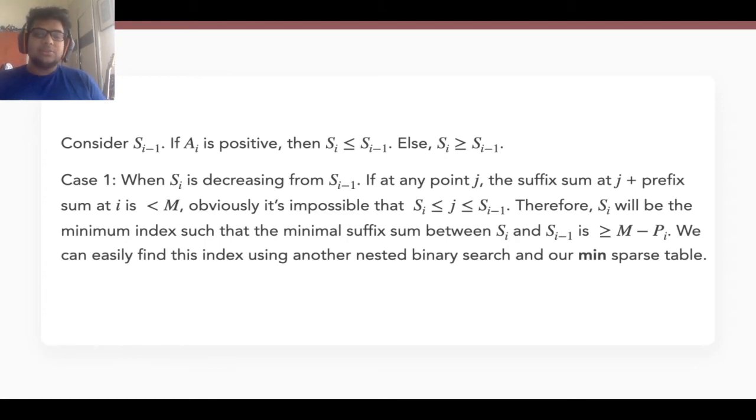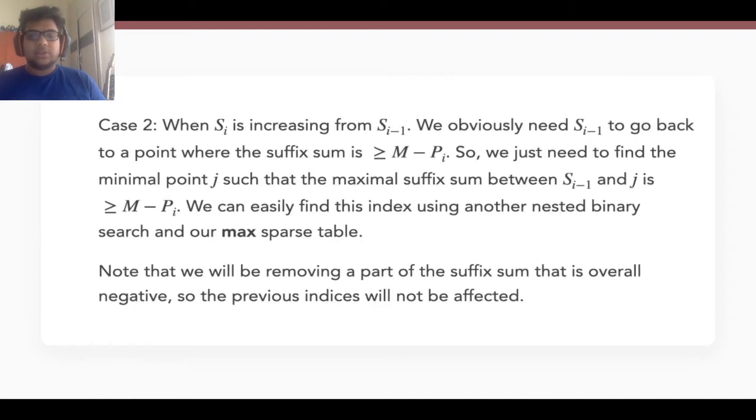Okay, now case 2 is when our SI is increasing from SI minus 1, right? Now, we obviously need SI minus 1 to go back to a point where the suffix sum is greater than or equal to m minus pi, right? So like I said earlier, we need SI minus 1 to go back, meaning that we need the suffix window to contract a bit so we can shave off some negative part and our sum becomes higher again. So to do this, we just need to find the minimal point j such that the maximum suffix sum between Si minus 1 and j is greater than or equal to m minus pi, right?